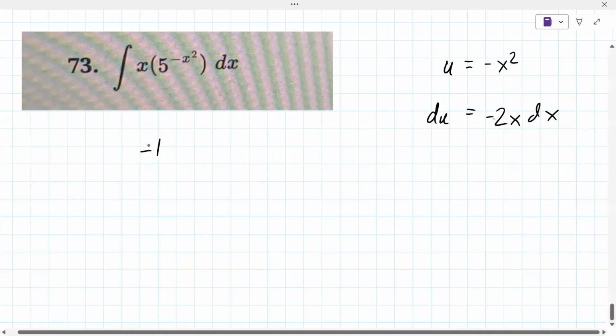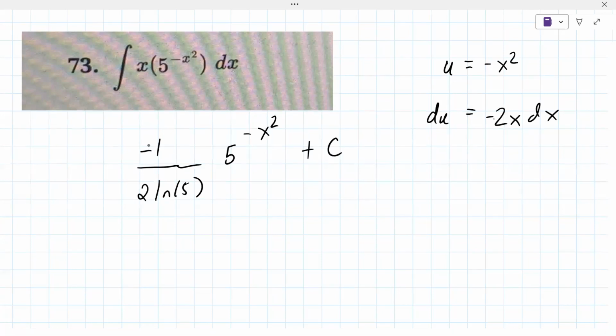-1/2 natural log of 5 times 5 to the -x squared plus c. Okay, do I have it written down close to what you meant? Yeah. Good. Yep, this is correct. Really good. All right. Let's go to the next page. Start with 78.